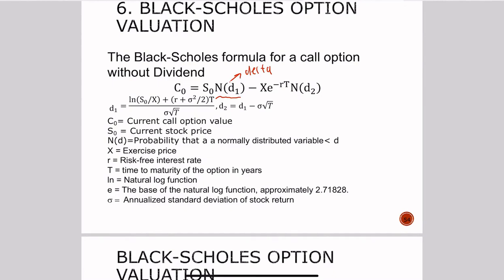Obviously, calculating this N(d1) is not super easy because this d1 is somewhat complicated. So you have to know the share price, the exercise price, interest rate, the volatility of the stock, and the time to maturity. Obviously you have to understand how to plug in numbers to get d1, and then how to get this N(d1).